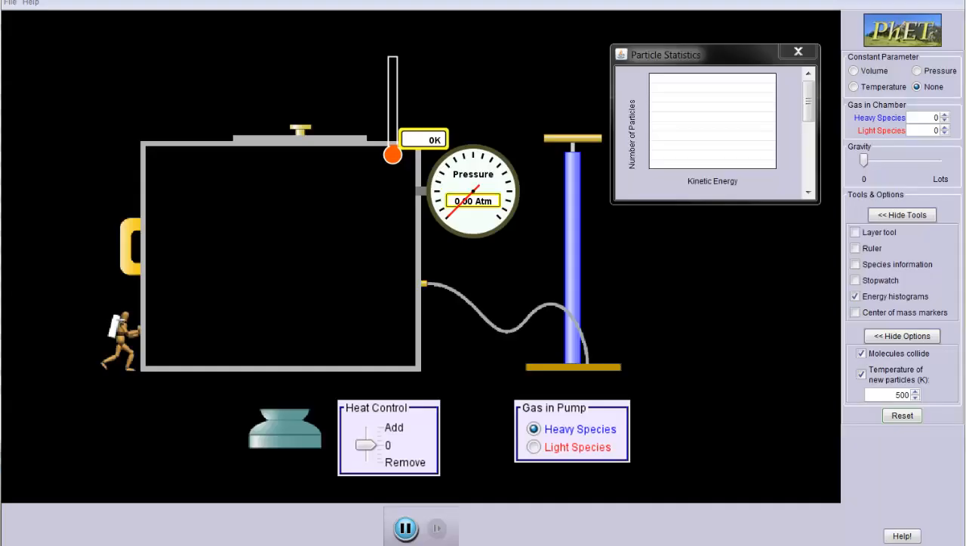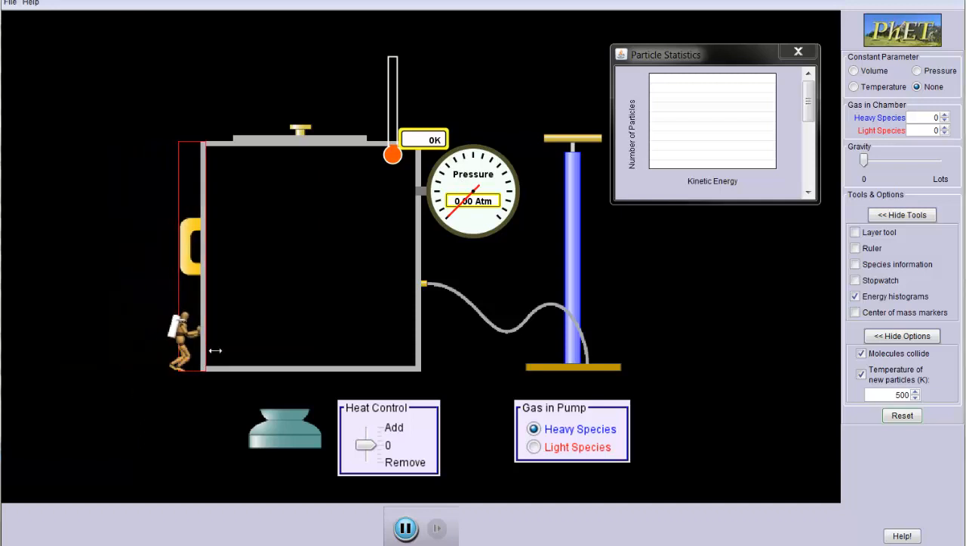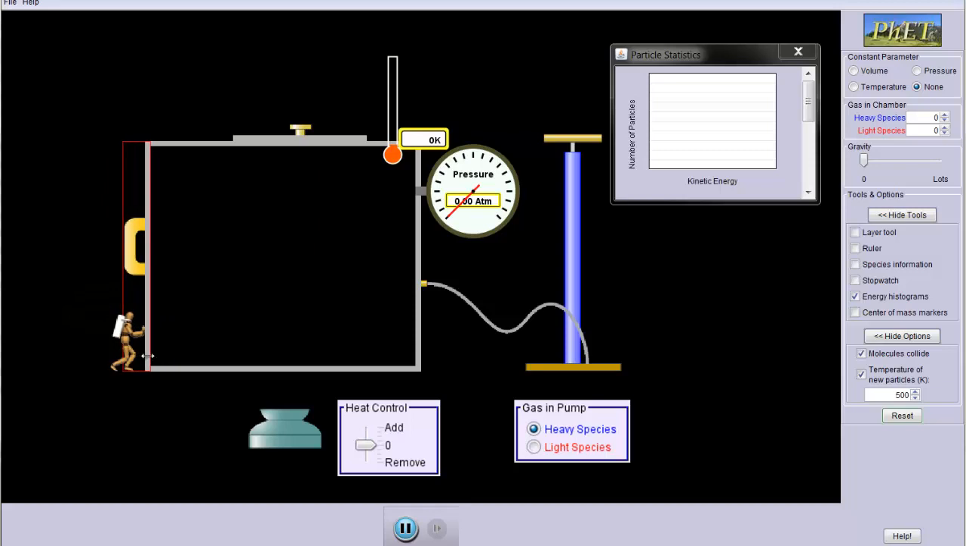We're going to use a PhET simulation to look at the relationship between temperature and the kinetic energy of a molecule of gas. In the PhET simulation that we see in front of us, we have the option of changing the volume of the chamber by simply moving it in and out.